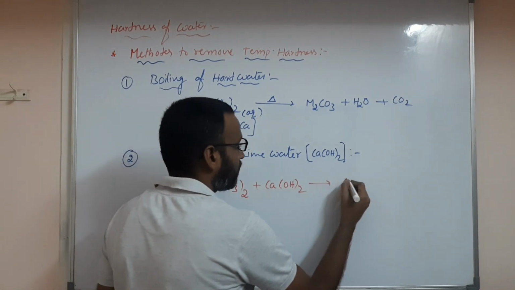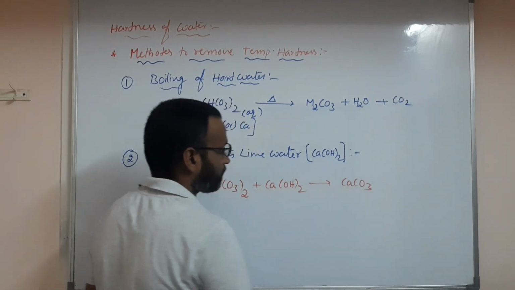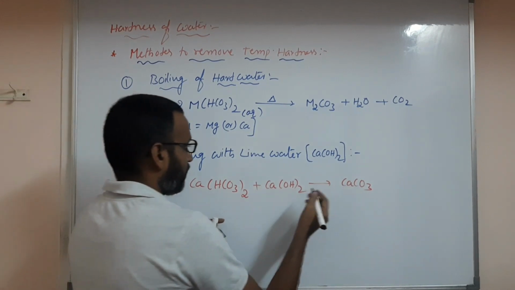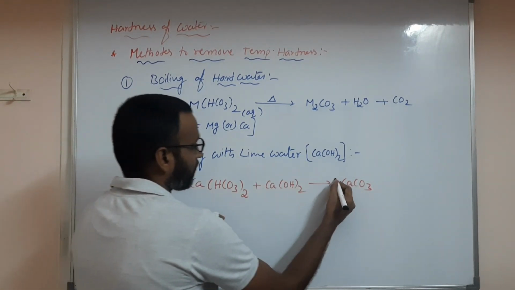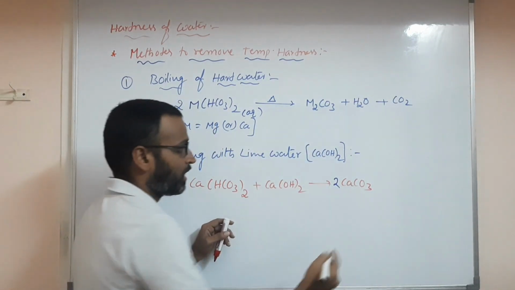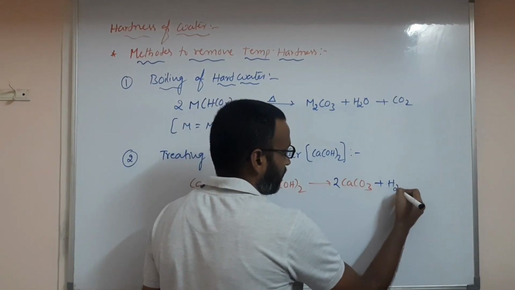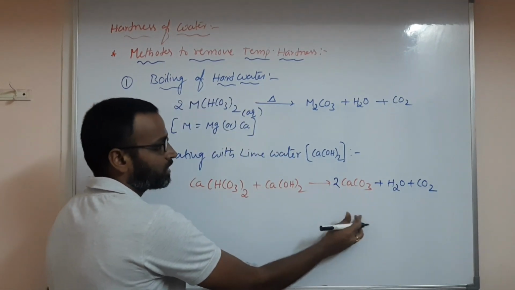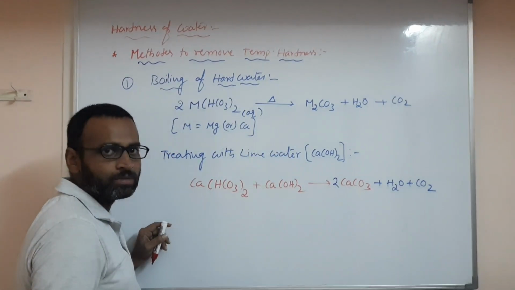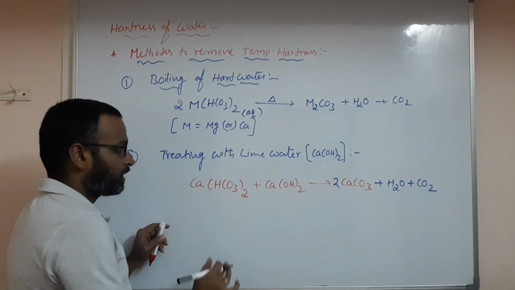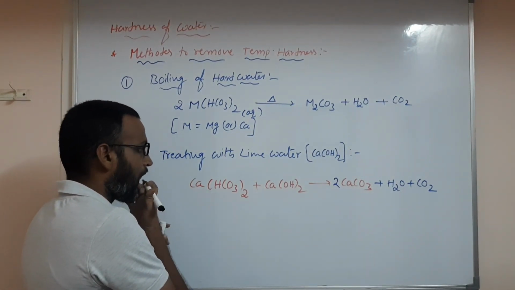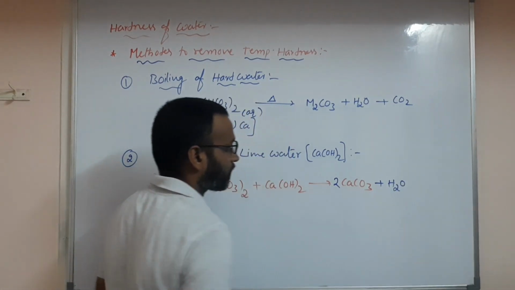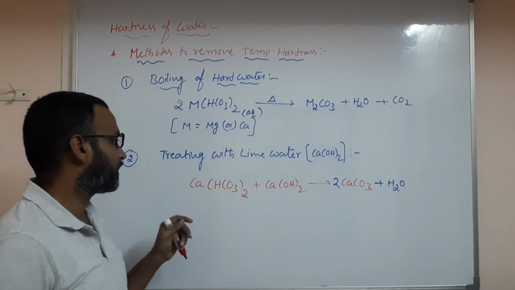What happened here? CaCO3 will form, and of course 2 moles will come. How many moles, don't ask me please. Along with that you will have H2O plus CO2. Even for magnesium, MgCO3 will form, the same reaction. Very simple. Two moles are written, so no need of this CO2. This is a very important thing.